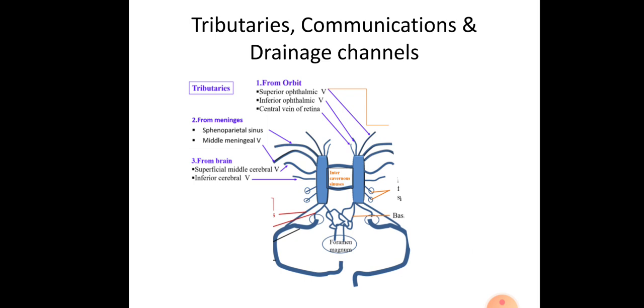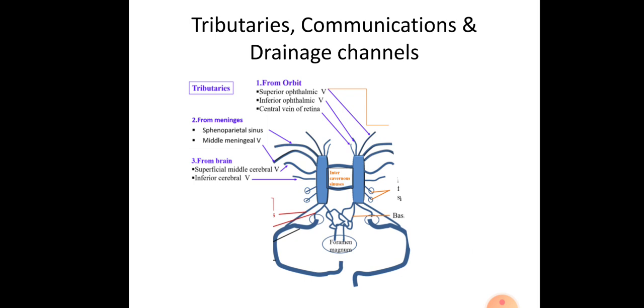Then from the meninges, you have seen the sphenoparietal sinus and the middle meningeal vein. From the brain, the superficial middle cerebral vein and the inferior cerebral veins. At least you remember that it is the middle and the inferior cerebral veins. These are the three sets of veins that drain into the cavernous sinus.